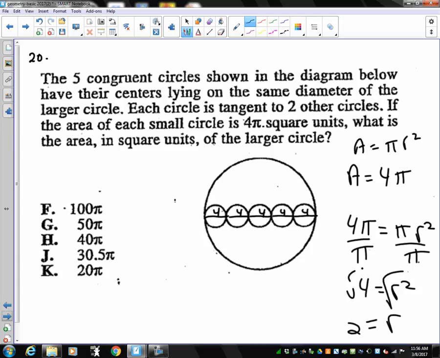And so that means the radius of my big old circle here is 10. Now I can find the area of my big circle because I know the radius is 10. So the area is pi times the radius squared. So it'll be pi times 10 squared. 10 squared is 100, so that's 100 pi.